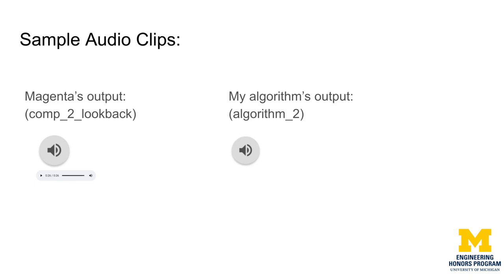As you have heard, each bar of Magenta's output reflects some properties of its previous bars. That creates consistency within the piece. Now, let's listen to my algorithm's output.